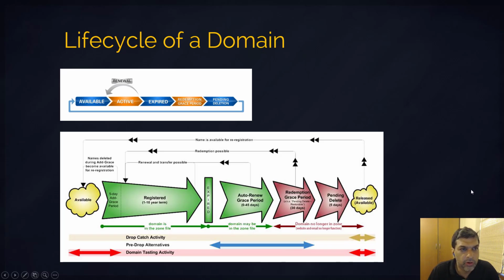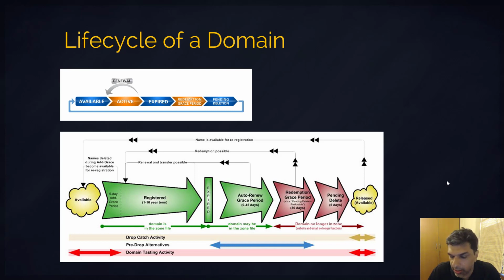Okay, so I'm going to talk a little bit about the life cycle of a domain. It's important that you understand this because it is one of the most significant aspects of a PBN, because you're going to be acquiring domains. So you need to understand exactly what happens to a domain in its life cycle.